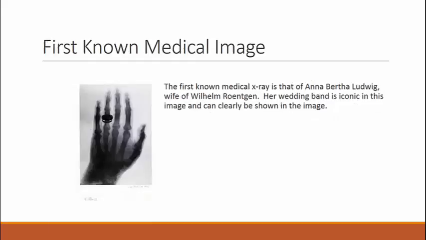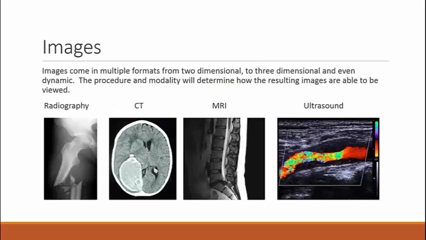The first known medical X-ray is that of Anna Bertha Ludwig, the wife of Wilhelm Röntgen. Her wedding band is iconic in this image and can clearly be shown. Images come in multiple formats from 2-dimensional to 3-dimensional and even dynamic. The procedure and modality will determine how the resulting images are able to be viewed.